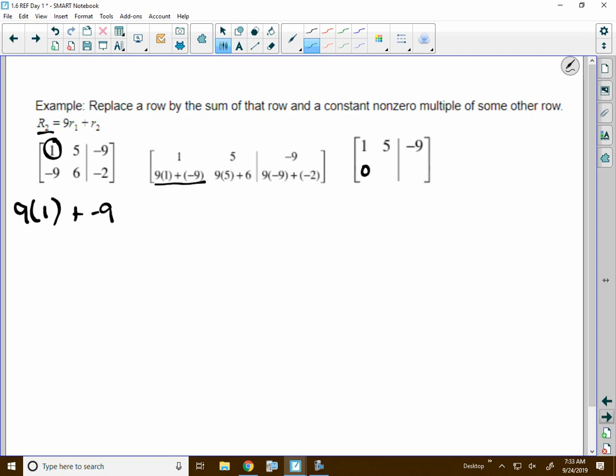I'm going to change colors here. Now I'm going to go ahead and do the second entry. So I'm going to do 9 times 5. What am I going to add to it? Plus 6, because 6 was directly below the 5. Right there you can see that's that second spot. So that would be 45 plus 6, 51.